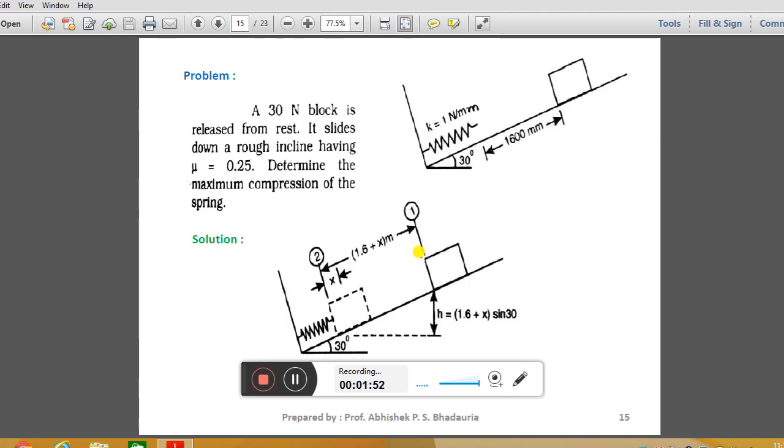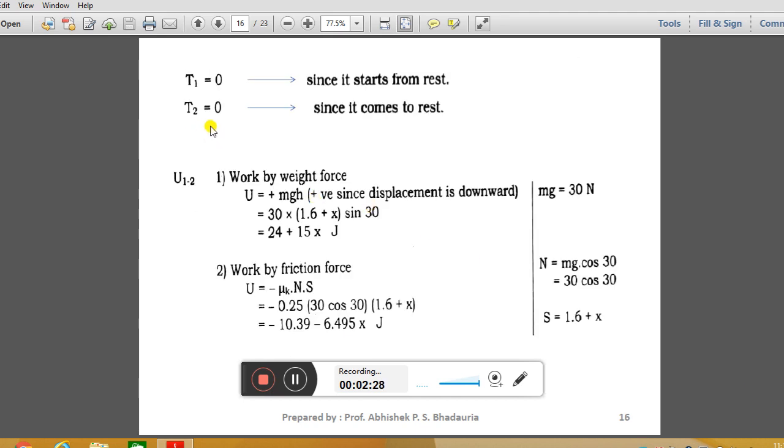Now this block slides down the inclined plane, and after covering a 1.6 meter distance it will strike the spring and the spring will be compressed. So let us assume x is the deformation. The spring is deformed by x meters, and after this the block will occupy the second position and come to rest there. If the block comes to rest at the second position, the final value of kinetic energy will be 0.